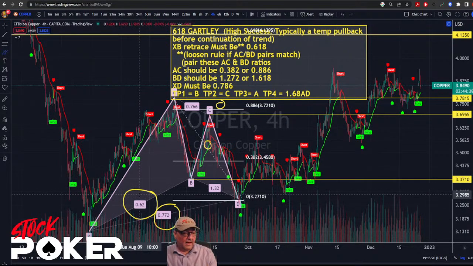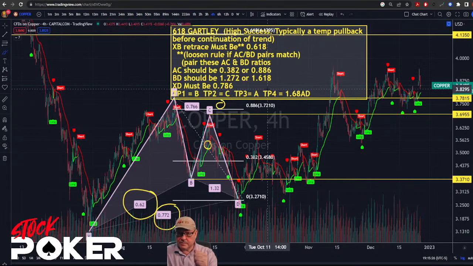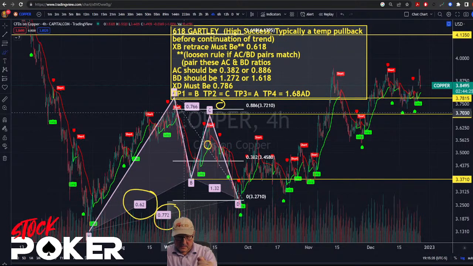Gartleys are so common. And then the AC should be the 382 or the 886. Second best would be if it fell somewhere between those two, but on a fib level, which we have. And then the BD leg, and more importantly, this XD leg, it must be the 786. So the two most important retracements are the 618 and the 786. We nailed both of those perfect.